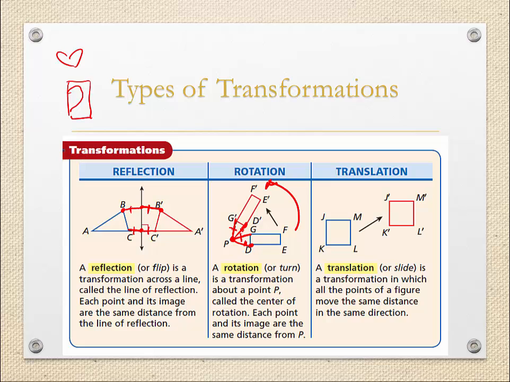And then the last one is a translation. This is where you just slide something across the paper or across the desk. All the points move the same distance in the same direction. So if we were to measure from J to J prime, it would be exactly the same distance from M to M prime. Exactly the same distance from K to K prime and from L to L prime. All of those distances would be equal, and they're all in the same direction.